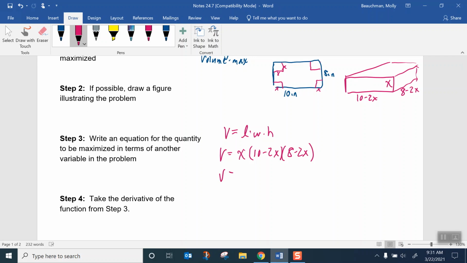4x to the third minus 36x squared plus 80x.